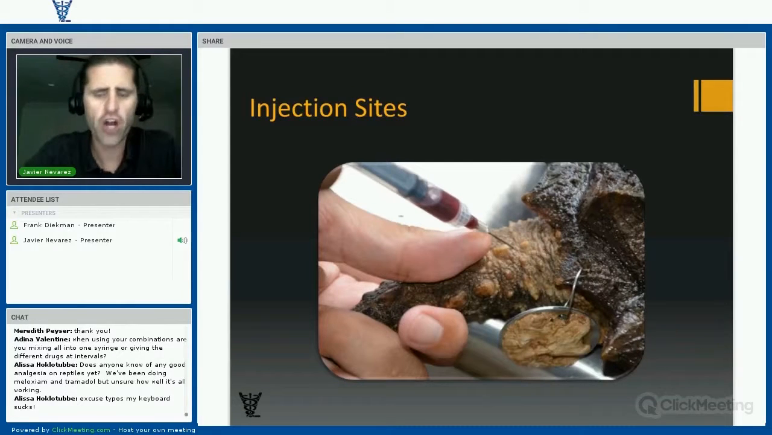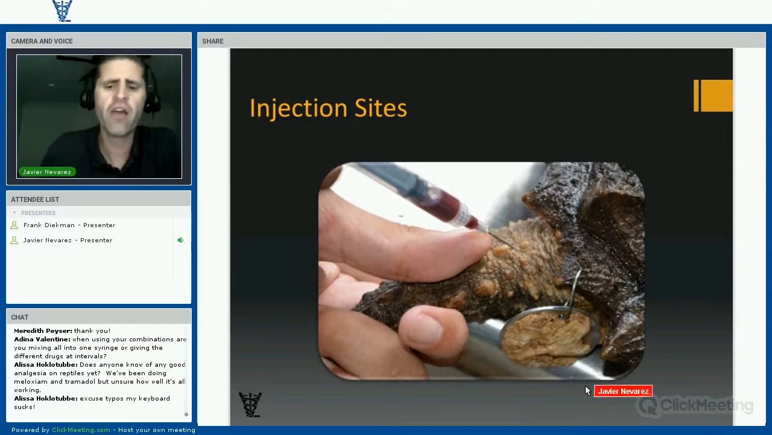Injection sites, here's an alligator snapping turtle. One thing to keep in mind is a lot of the aquatic chelonian species have not only a ventral coccygeal or a ventral tail vein, but also have a dorsal, and some of them even have two laterals. So some of the species have actually 4 tail veins, dorsal, ventral, and a lateral one.